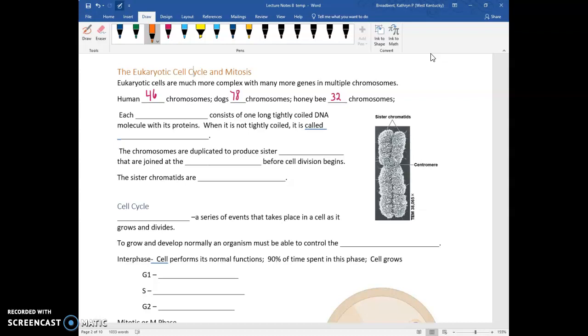Each chromosome consists of tightly coiled DNA. And the DNA is coiled around histones, which are these proteins. When it's not tightly coiled, we call it chromatin. During the S phase, or synthesis phase, that we'll be talking about when we look at the cell cycle, the chromosomes are duplicated to produce sister chromatids. The sister chromatids are joined at the centromere.